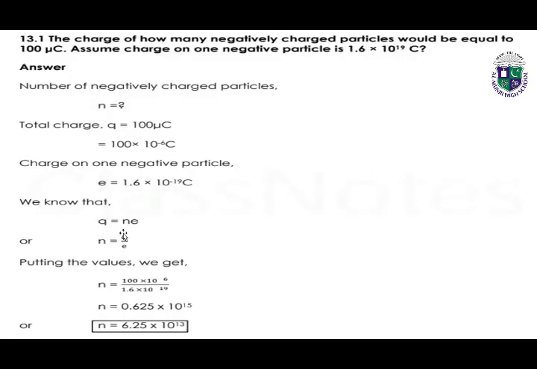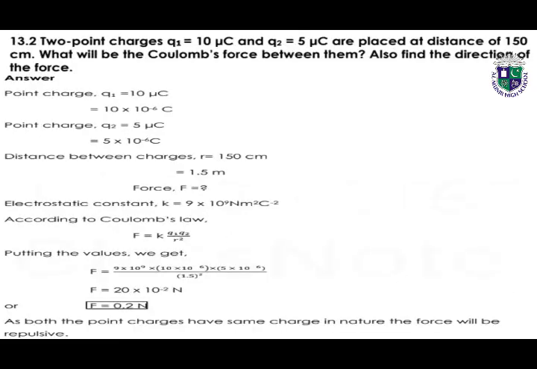We know that Q is equal to NE. To find N, we take E to the left hand side. N is equal to Q over E. By putting these values and calculating, we get the value of N. Numerical number 13.2, two point charges are given. Q1 is given, Q2 is given.